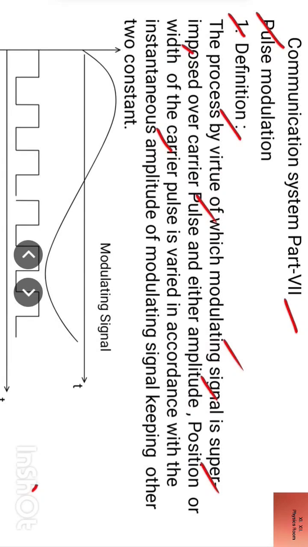I repeat, the process by virtue of which a modulating signal is superimposed over a carrier pulse, and either the amplitude, position or width of the carrier pulse is varied in accordance with the instantaneous amplitude of the modulating signal, keeping the other two parameters constant, is defined as pulse modulation.